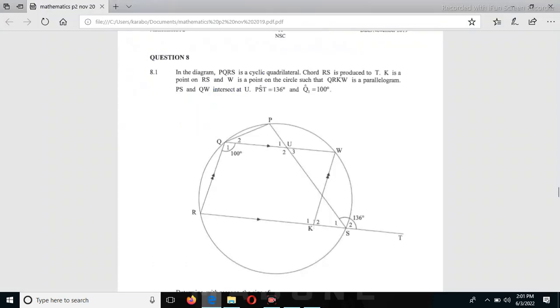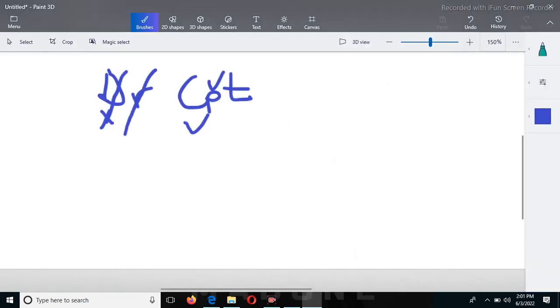Do we have a tangent? A line? No, we do not have a tangent. Remember, it must touch the circle at the circumference and pass through. So we do not have a tangent. So what are we dealing with here?